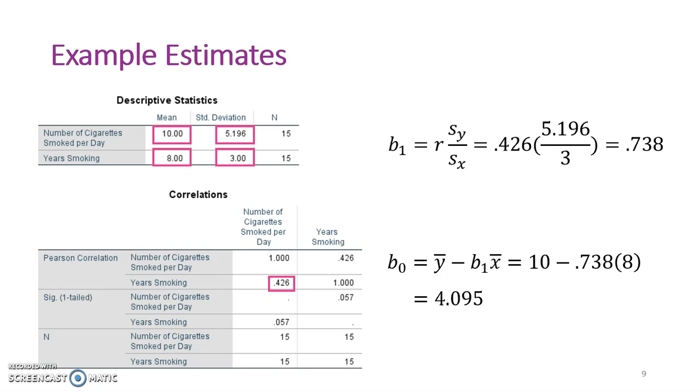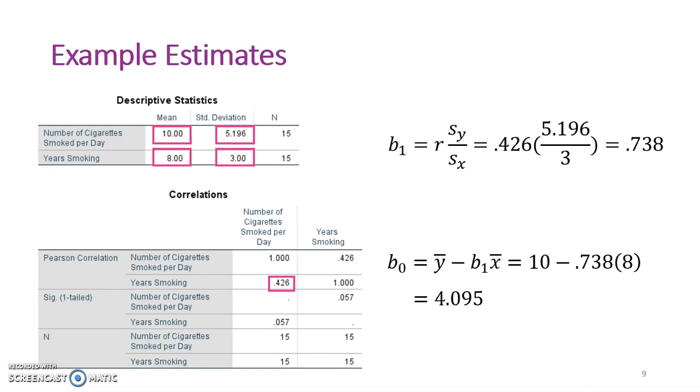So let's focus first on the slope. We have the correlation here between X and Y. We can see that the correlation between years of smoking and number of cigarettes smoked per day is 0.426. So we plug that value in for R, and then we need the standard deviations of Y and X. The standard deviation of Y, or number of cigarettes smoked per day, is highlighted in pink in the top right cell of the descriptive statistics box, and it's 5.196. So we plug that into the numerator there.